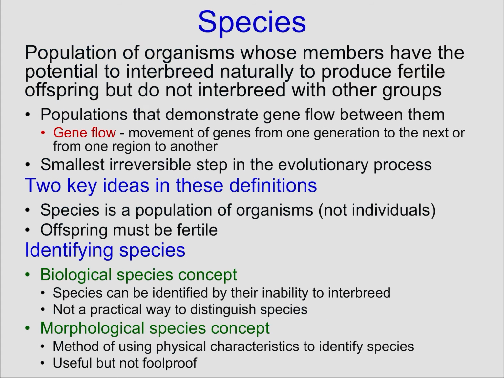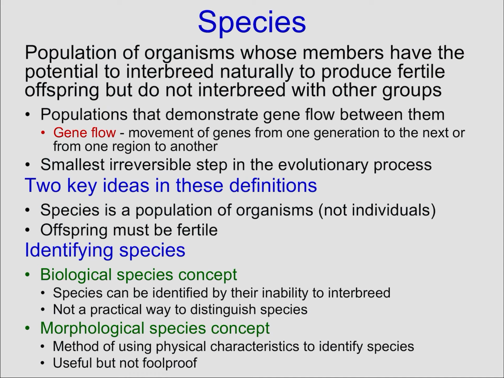So what is a species? It's a population of organisms whose members have the potential to interbreed naturally to produce fertile offspring, but do not interbreed with other groups. Populations that demonstrate gene flow between them. So what's gene flow? It's the movement of genes from one generation to the next or one region to another, and the smallest irreversible step in the evolutionary process. So two key ideas in these definitions are that the species is a population of organisms, not individuals, and the offspring must be fertile. There are two different types of ways or concepts to identify species.